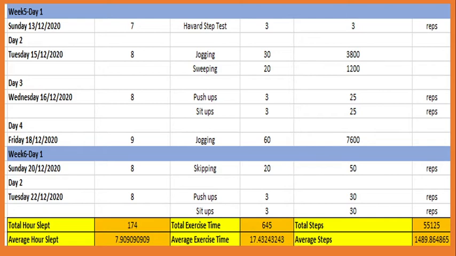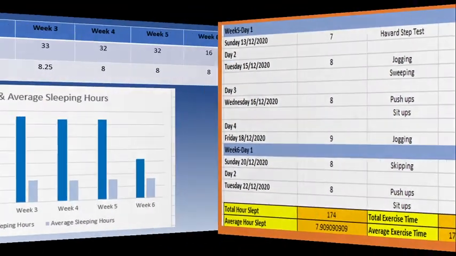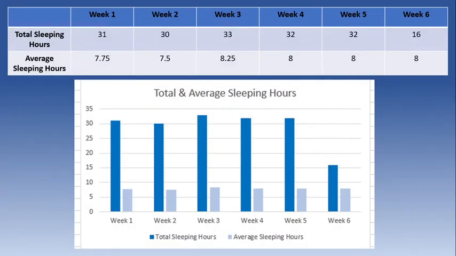I've calculated that the total hours slept in these 6 weeks is 174, and the average is about 7.91 hours. My total exercise time was 645 minutes, and my average exercise time is 17.43. At last, my total steps for the whole exercise in these 6 weeks is 55,125, with the average steps of 1,489.86 steps. So I have come up with a chart.